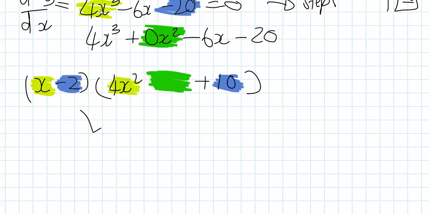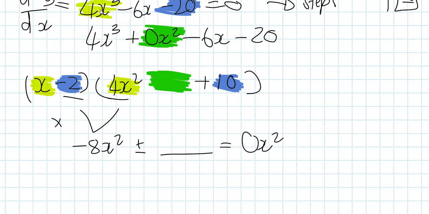In order to get this, we times these two together. And minus 2 times 4x squared is minus 8x squared. And you need a plus or minus something to equal 0x squared. So you ask yourself, what times minus 8x squared?